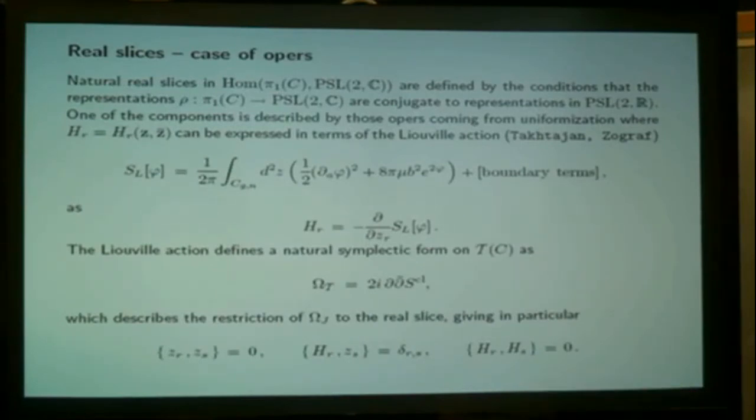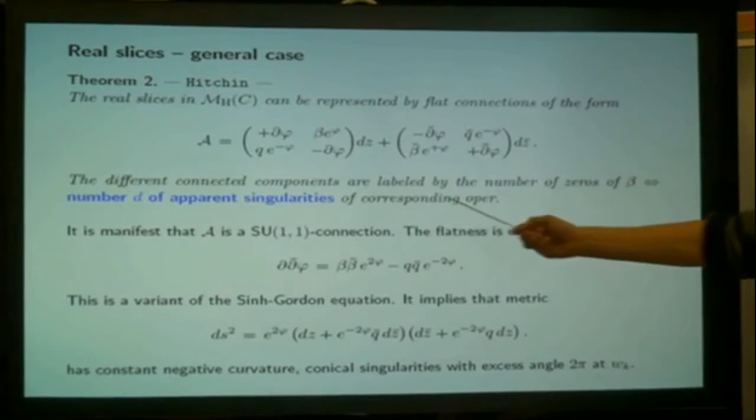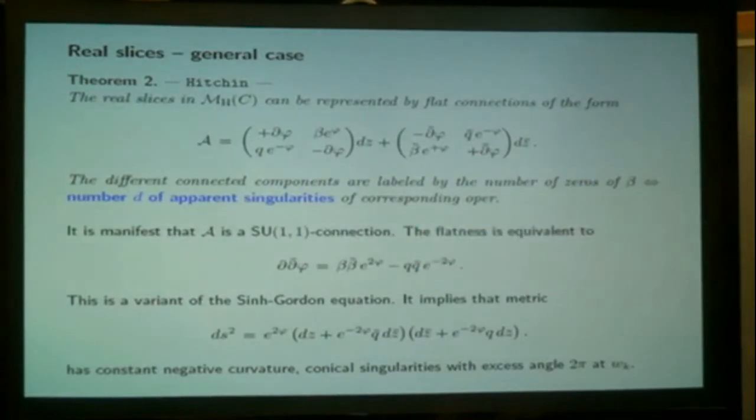And okay, the nice description in terms of the Liouville action a priori holds there, and I just want to present basically what replaces it for the other components. Well, there's basically a general theorem of Hitchin, in this classic paper of Hitchin, or it can be extracted from it, that all the real slices can be represented by flat connections of this form. If you look at it, it is manifestly in SU(1,1). So this is why the monodromy group of this connection is then conjugate to SL(2,R).